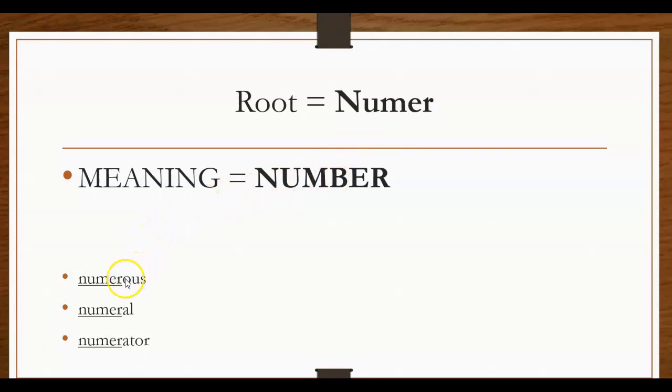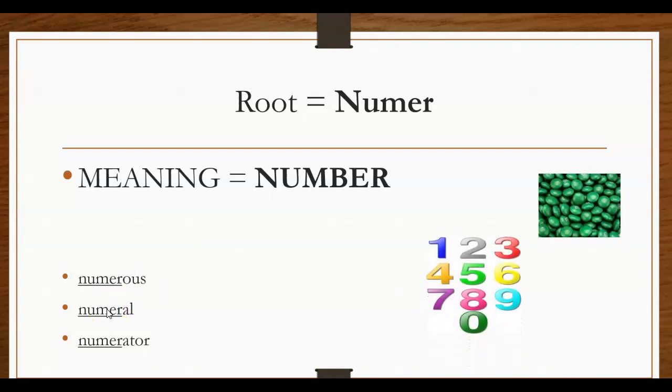So when we see the word numerous, that means that there is a large number of something. Numeral, that is the English word for numbers. And the numerator refers to the top part of a fraction or the number on top. So words that have numer in them often refer to numbers in some way.